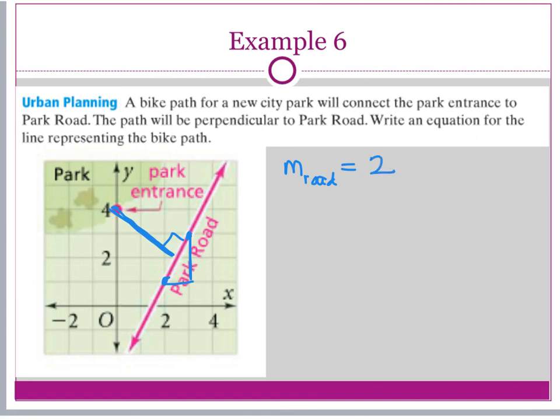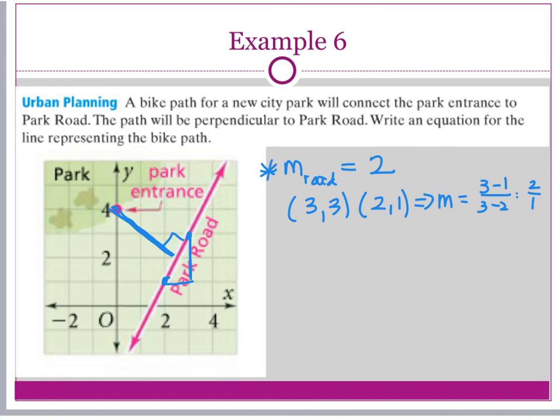Or you could have selected those 2 points, so that I had the coordinate points. It looks like 3, 3, and 2, 1. And you could have found that the slope was 3 minus 1 divided by 3 minus 2, or you get a slope of 2 over 1, which is also 2. Regardless, we know that the slope of our road is 2.